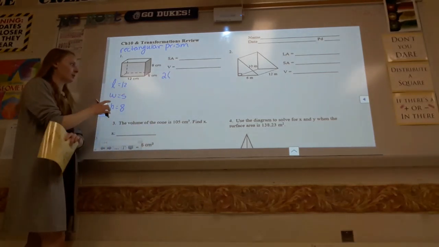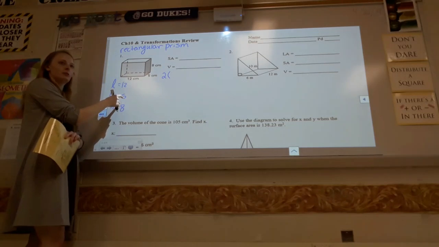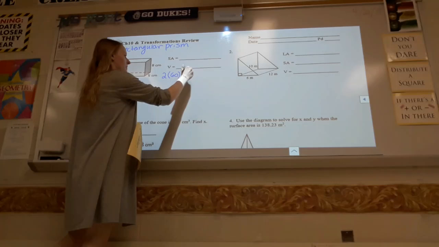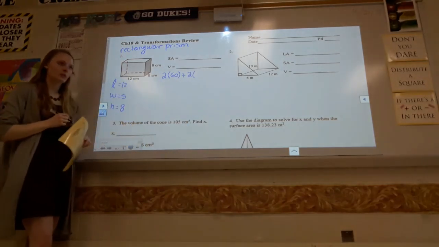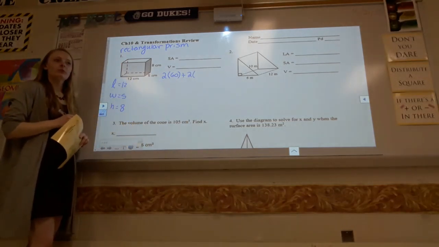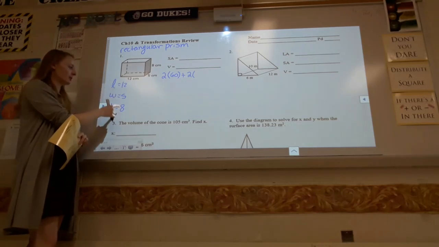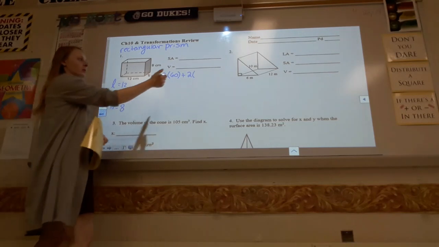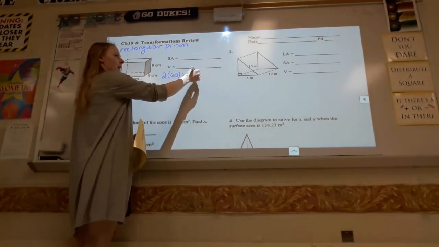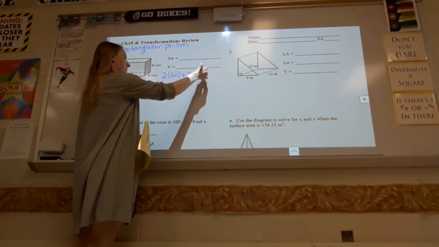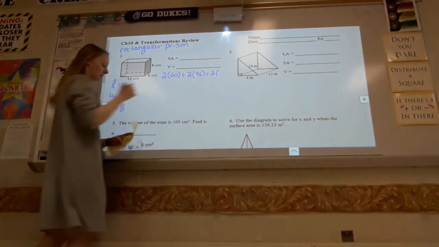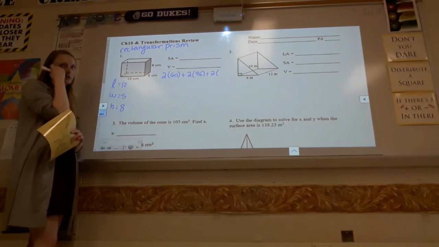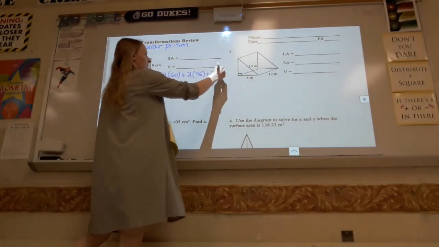Okay, so 2 times the length times the width, so that's 12 times 5, which is 60. Then what? 2 times... Okay, so 12 times 8. 96, I think. Yeah. And then the last one is 2 times the width times the height, 5 times 8. 40. Okay, so then you plug that into the formula.